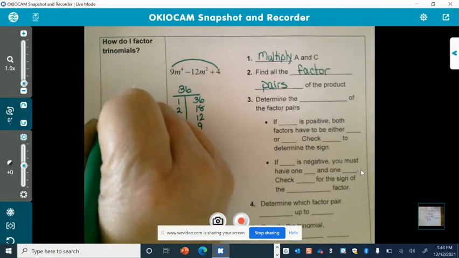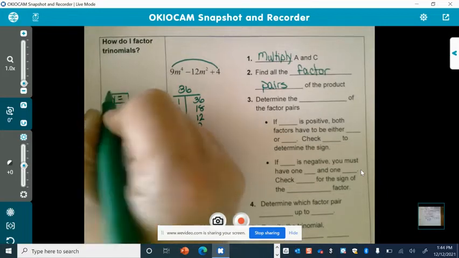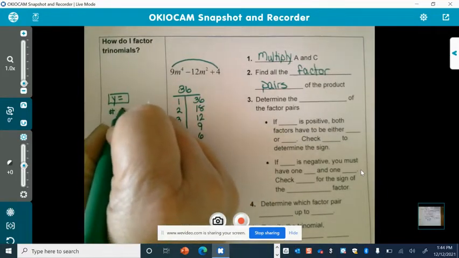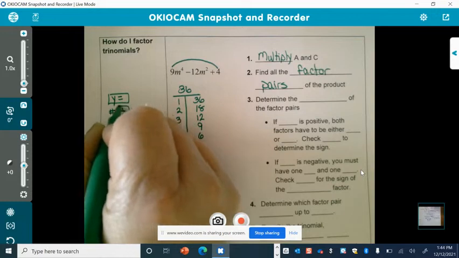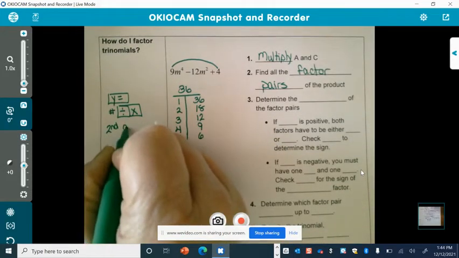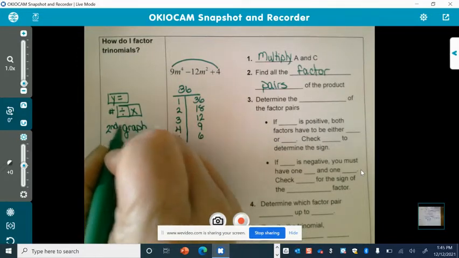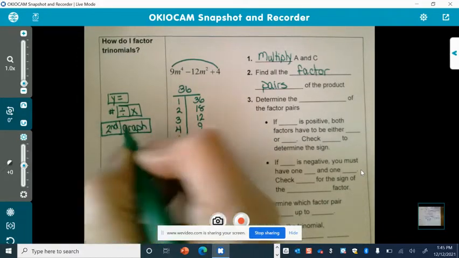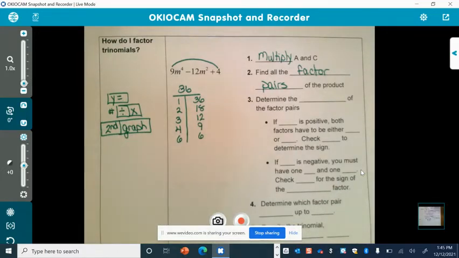Go to y equals, type your number divided by x. Then press second graph, which takes you to the table of values for this function. And it will list all of the factors. If a number is a decimal, like 5 into 36 is a decimal, then that clearly doesn't work. But it is a way for you to generate the factor pairs quickly if that's not a strength.